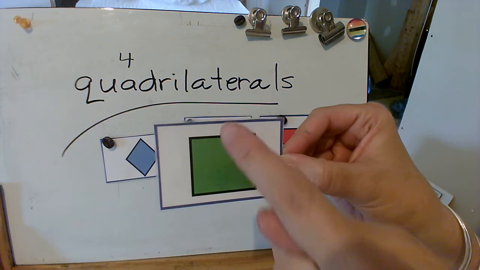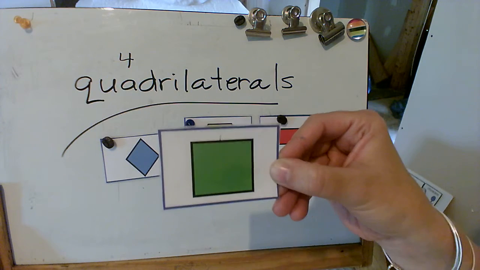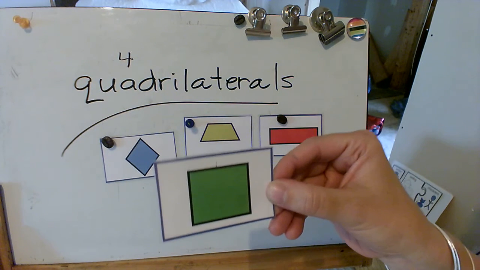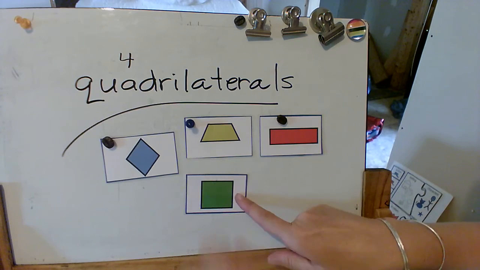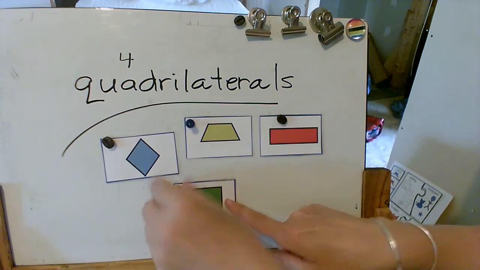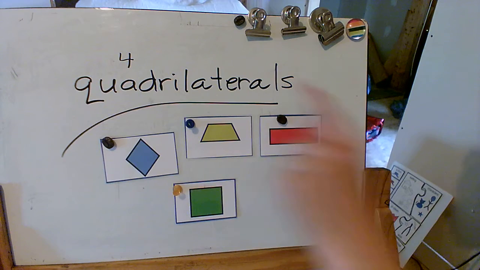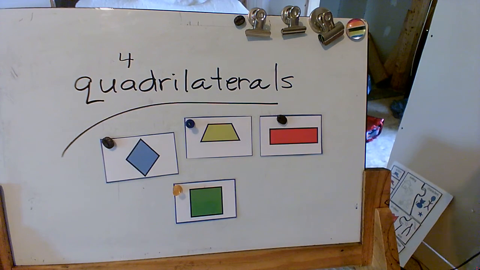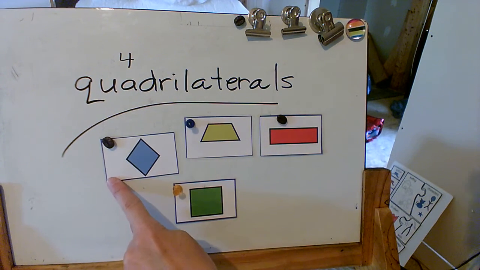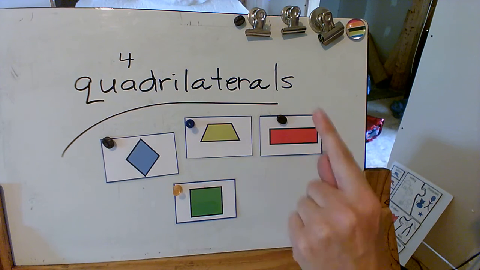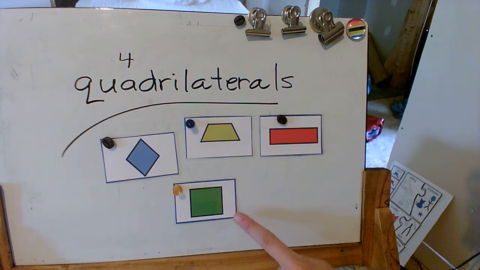Count the sides. 1, 2, 3, 4. 4 sides. Quad means 4. Yes, it is. And the name of this shape is a square. So here we have 4 quadrilaterals: a rhombus, trapezoid, rectangle, and a square. All quadrilaterals.